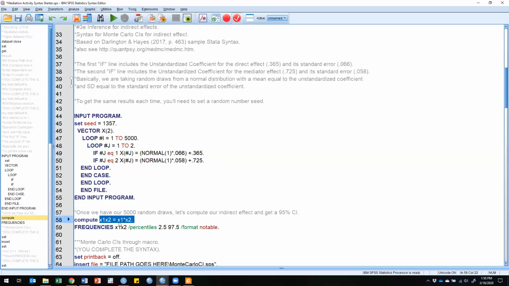So we're going to have 5,000 x1s, 5,000 of our, we're going to call x2. We're going to have 5,000 random draws from each one of these distributions. Then I'm going to calculate the indirect effect. And then here I'm going to look for a 95% confidence interval by looking at the bounds of the percentiles. So 2.5% would be less than this, and 2.5% would be greater than that. That would equal our 95% confidence interval.